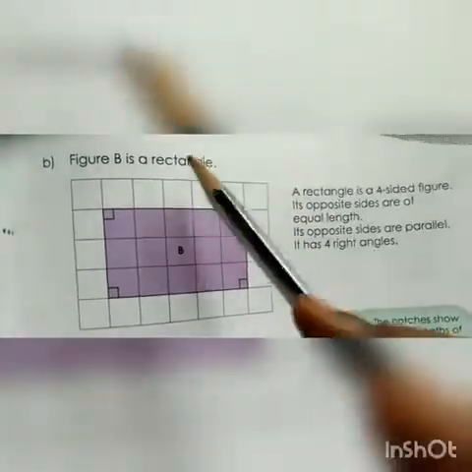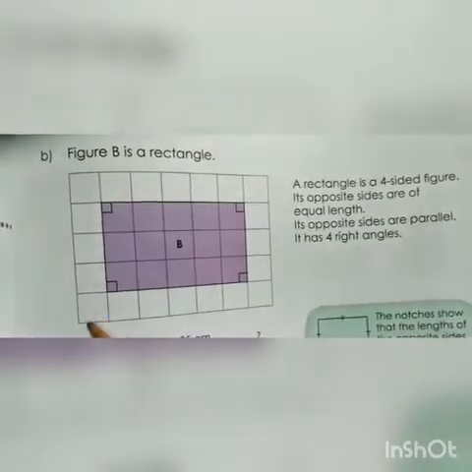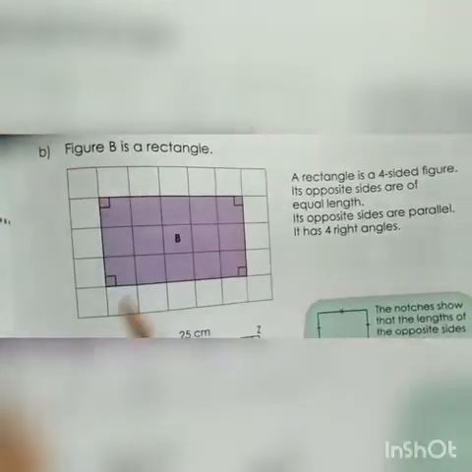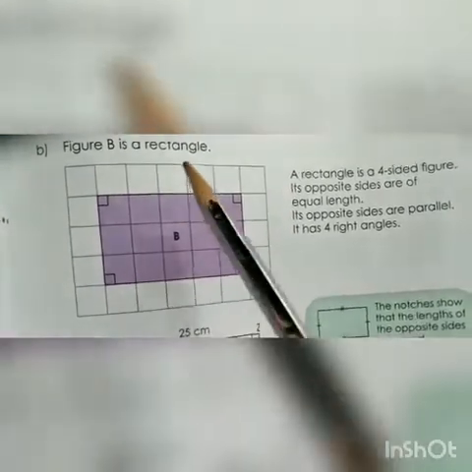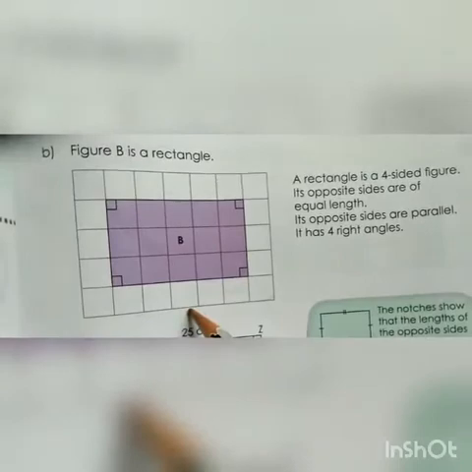Similarly, up and down we have two lines, right? So the length of this line is equal to the length of the opposite line. So these two sides are equal in length. Okay. So this is the second property.